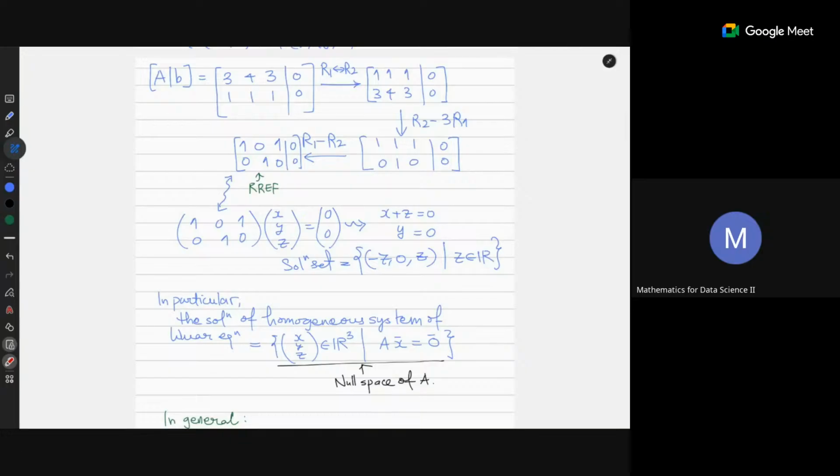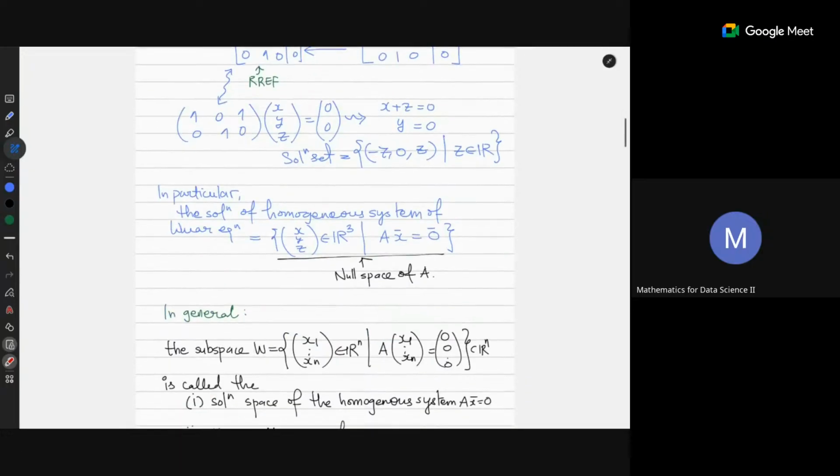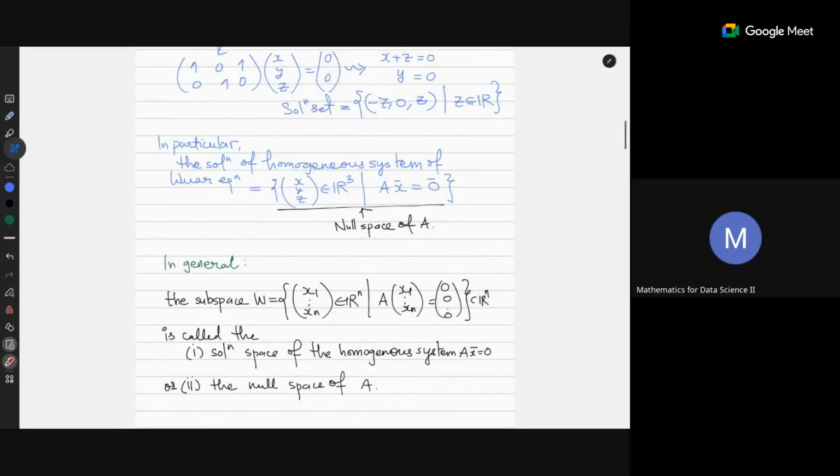All right, now you can say this in general also. So the subspace W defined in this way, which is the system of equations, is called the solution space of the homogeneous system of equations. Also, it is called the null space of A. So whenever someone asks you what is the null space of A, you need to solve the system of equations and find out the solutions of it. And if someone asks you to solve this homogeneous system of equations, then also you do the same. So both are same.